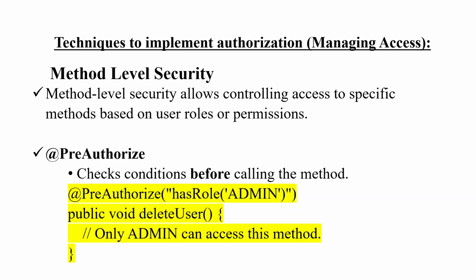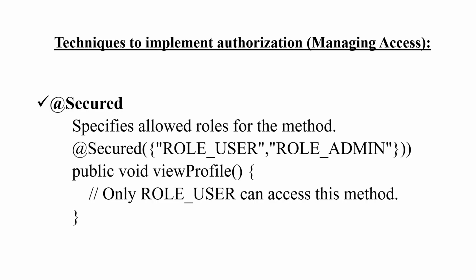An example of method level authorization we have is @PreAuthorize. These annotations are very important because we are going to use them. PreAuthorize executes before a method call. Basically, this checks a condition before calling the method. So this is the structure: @PreAuthorize("hasRole('ADMIN')"). This basically means that only admin can access this method. We have @Secured, which specifies allowed roles for the method.